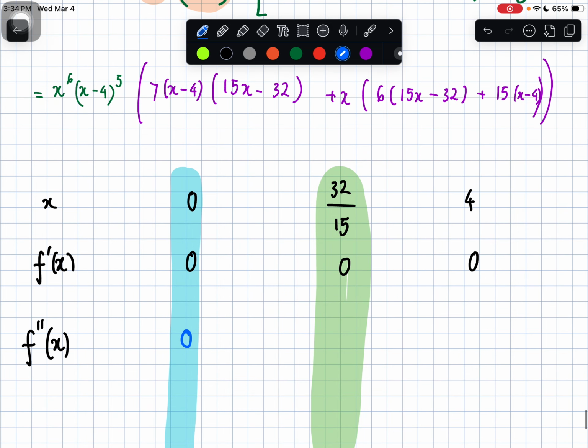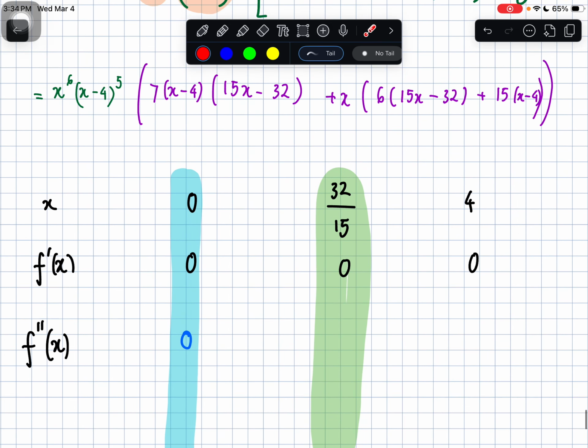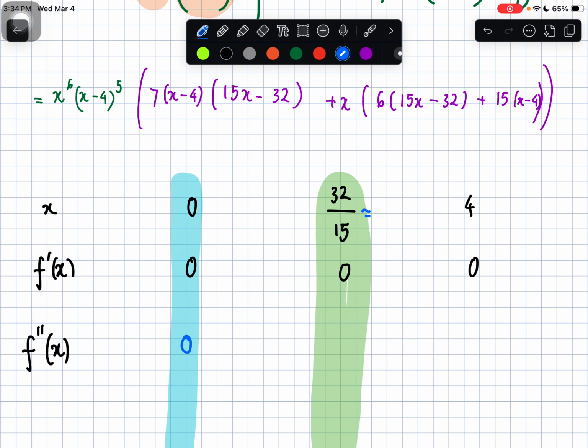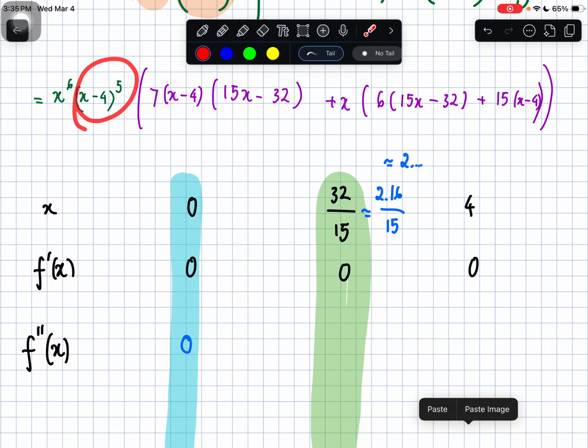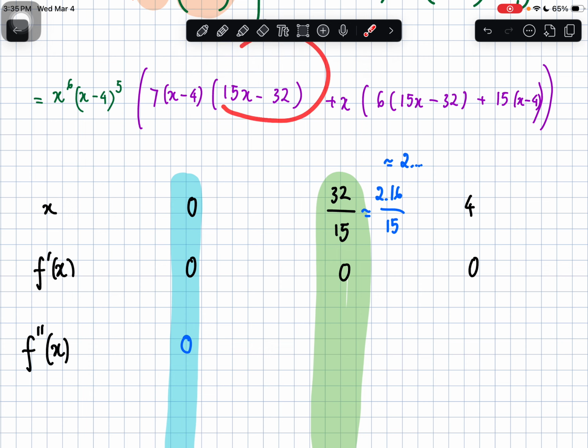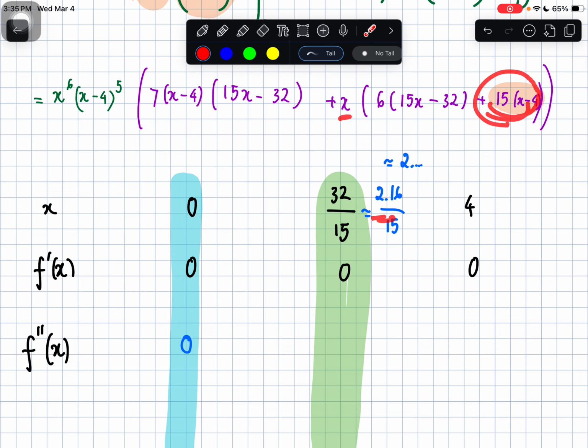At 32 over 15, we know that 32 over 15 is 2 times 16 over 15. 16 over 15 is bigger than 1, so this is a bit bigger than 2, 2 point something, and this is less than 4. These terms are negative here. You need to plug in to compute. At 32 over 15, this one is 0, this one is 0. The only non-zero term is here. This one is negative, and negative times, at this point positive, is negative. So positive overall. I hope you understand that.